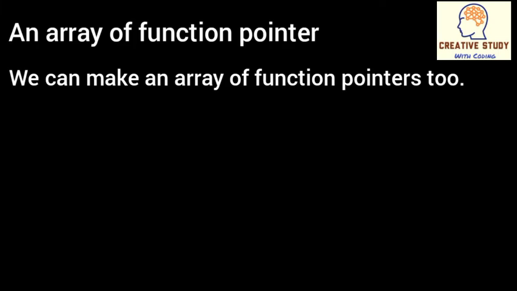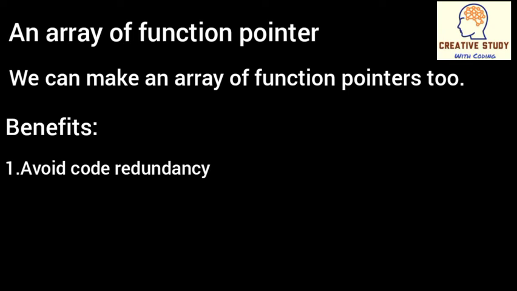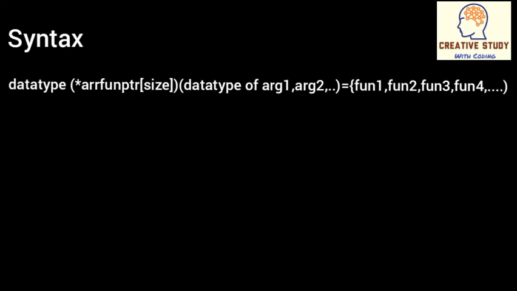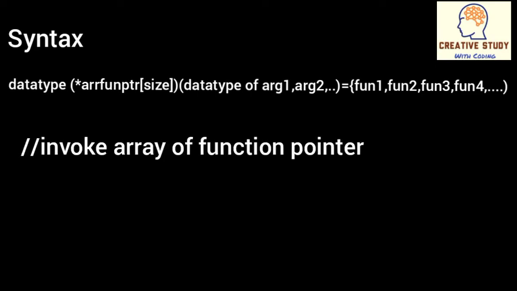We can make an array of function pointers too. Now what are the benefits of array of function pointers? To avoid code redundancy, and due to reduced code it is easy to understand. It increases the quality of code and the user can make his or her own choice at runtime. Now let's see its syntax. Data type, asterisk sign, array of function pointer name, size, data type of argument list, and function name list. And we can invoke array of function pointer by using array function pointer name, user's choice, and by passing values.